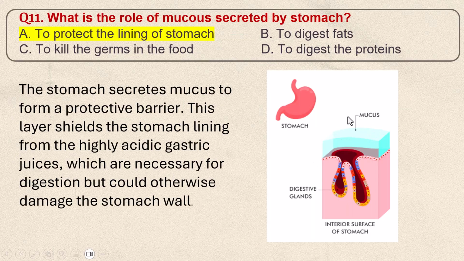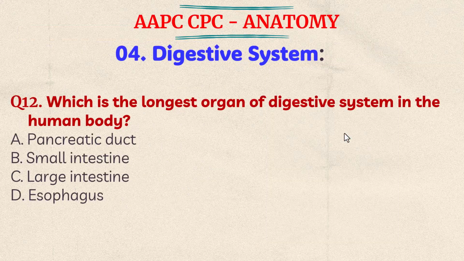Inside the stomach, you can see the mucus. The stomach secretes mucus to form a protective barrier. This layer shields the stomach lining from the highly acidic gastric juices, which are necessary for digestion but could otherwise damage the stomach wall.